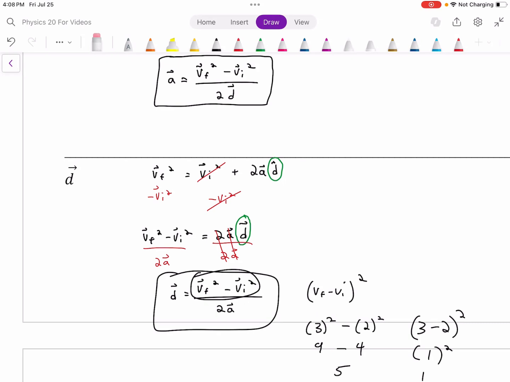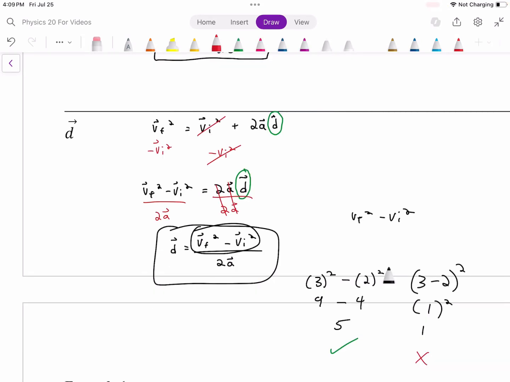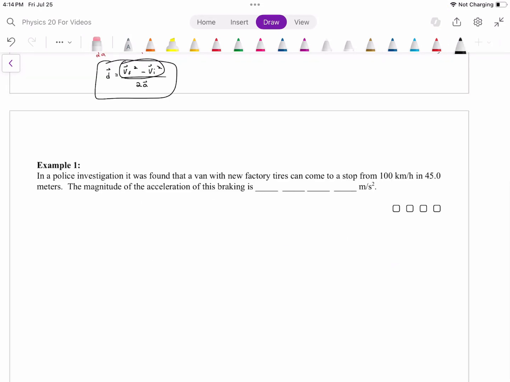We can't combine them and then square them, which really just boils down to order of operations, right? We have to do exponents before subtraction. We can't just decide to do the subtraction, then the exponent. Okay. All right, and to finish up this lesson, let's take this final kinematics equation for a spin here.